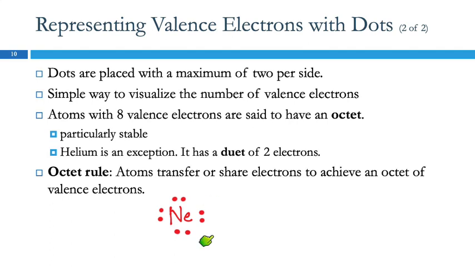And this is what all the other elements want. They want to get the 8 valence electrons. Of course, except for hydrogen and helium. Helium's little, and so it just has a duet of electrons, because that's all it can handle. But the octet rule says that atoms will transfer or share electrons to achieve an octet of valence electrons.